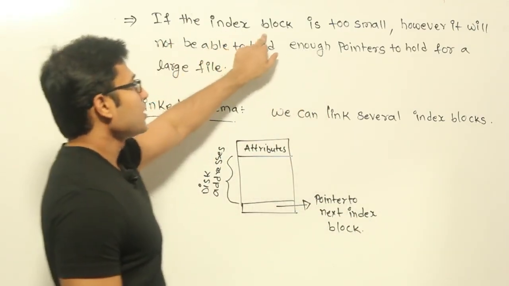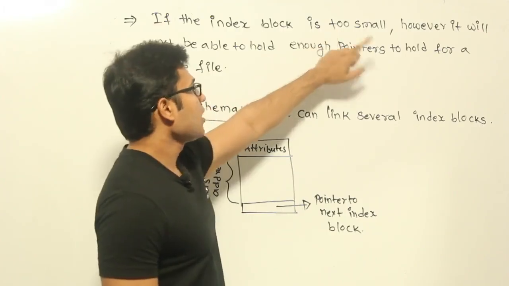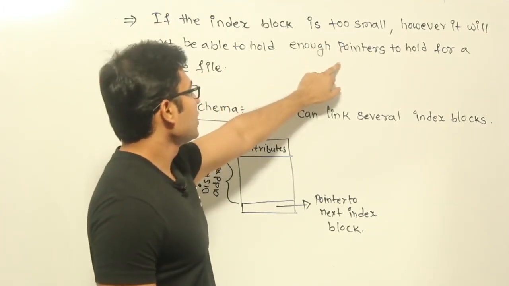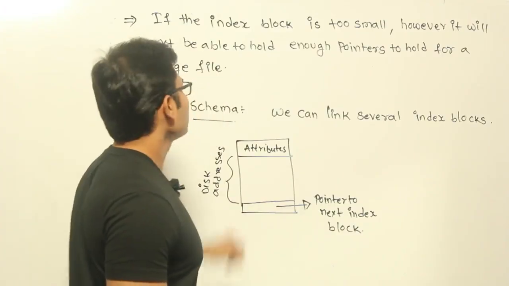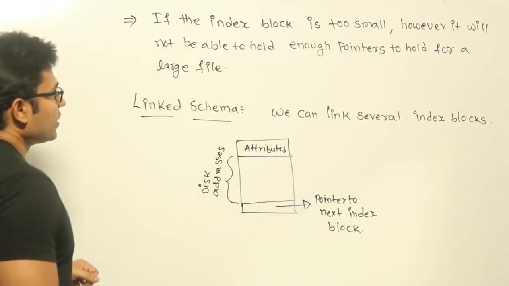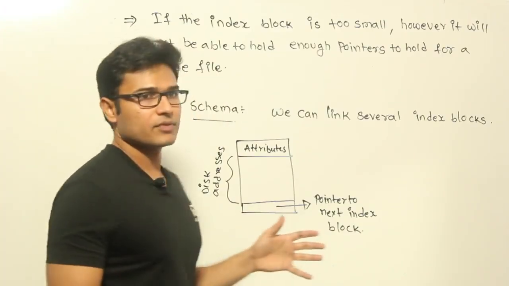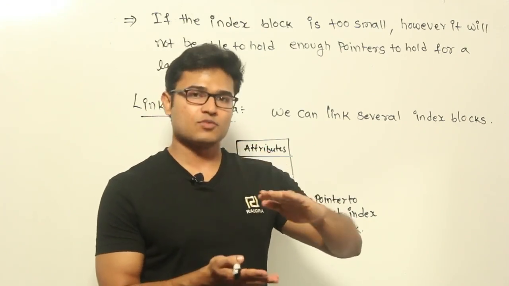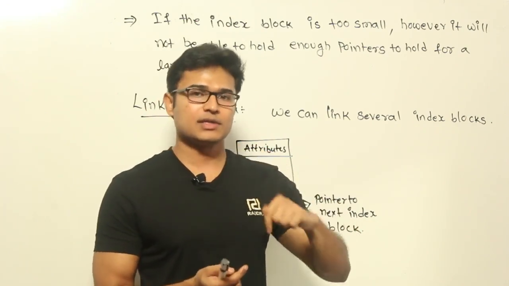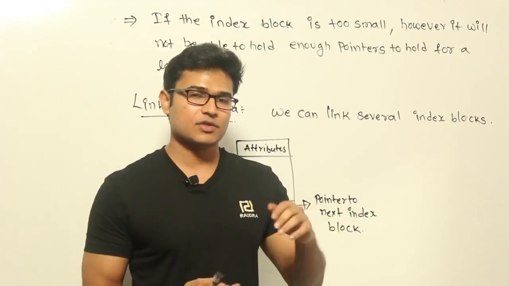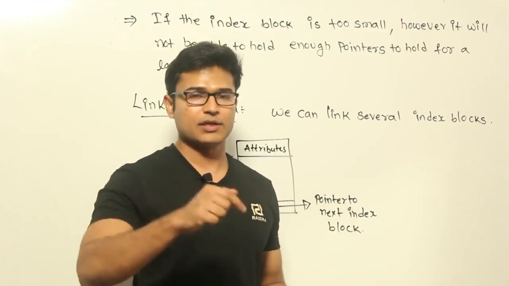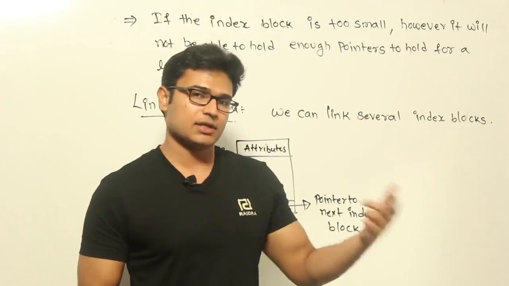If the index block is too small, it will not be able to hold enough pointers for a large file. So if the file is very large and our index block is very small, then the number of pointers it can hold will be very few, which means it will not be able to hold all the pointers in the index node.